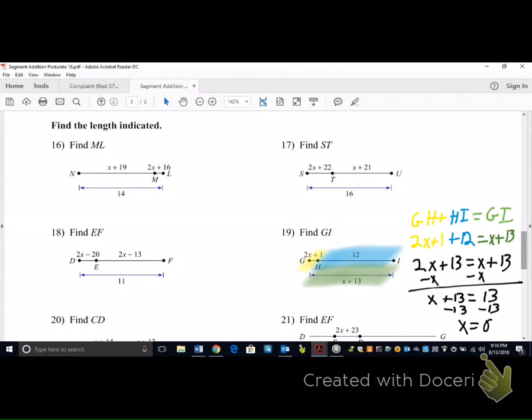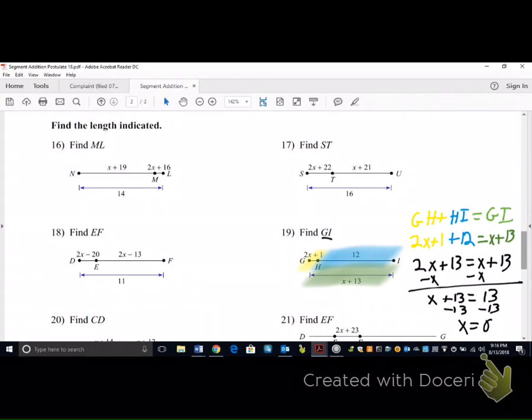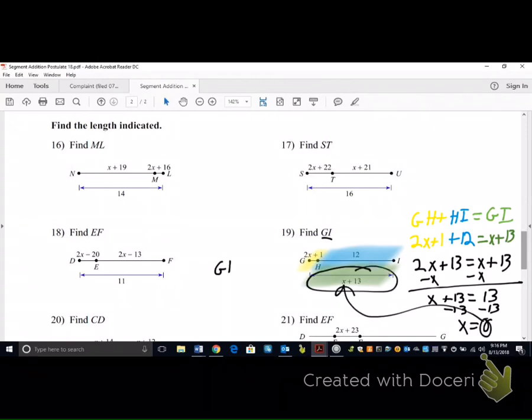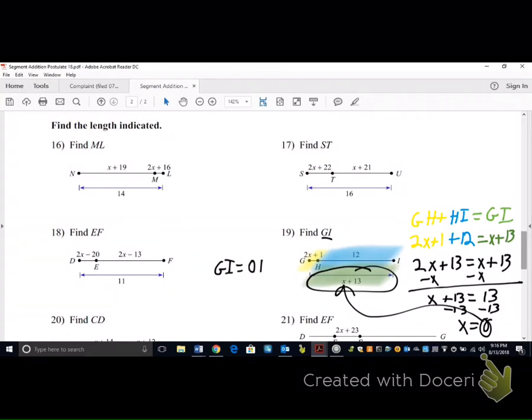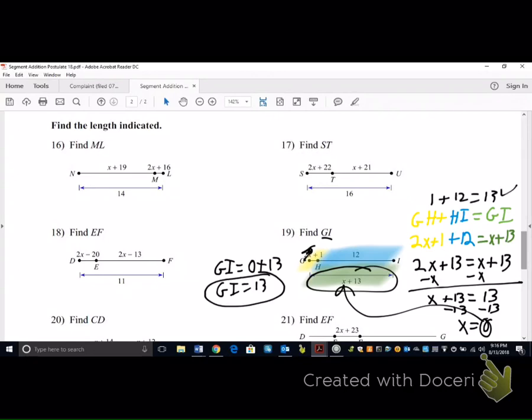Now again, distance is probably not going to be 0. X can be, just like we've talked about in class. X can be negative. Distance can't. X can be 0. Distance can't. So what we're going to do is find GI. So we're going to plug 0 in there, and we are going to go 0 plus 13, or 13. Notice if I plug in a 0 there, my rule statement now reads 1 plus 12 equals 13. It does, so that checks.